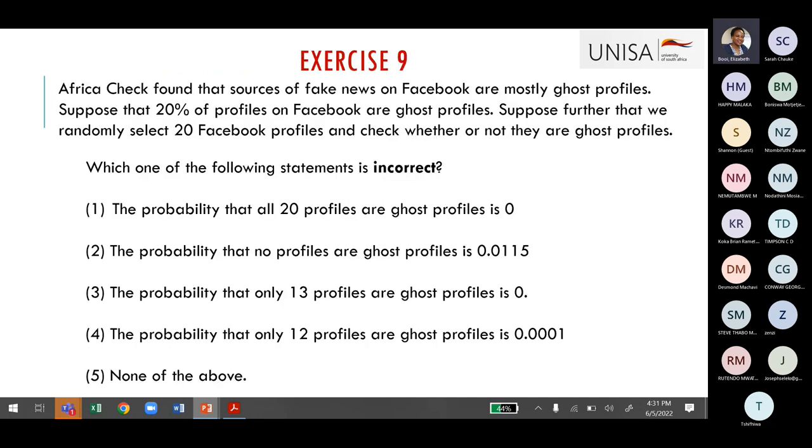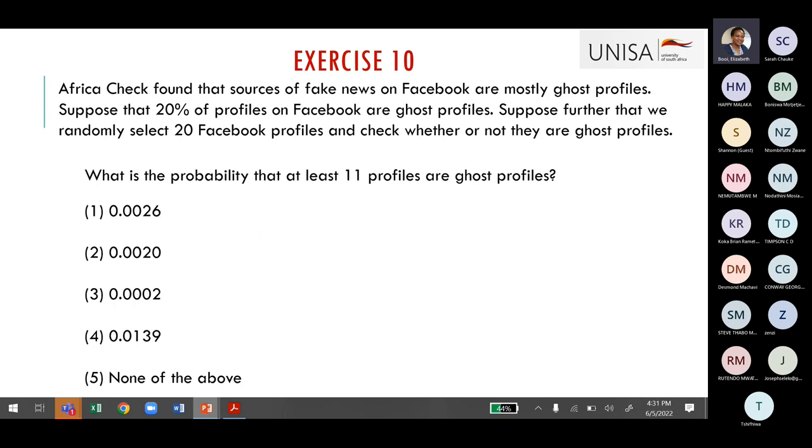And exercise 9 looks also at Africa Check, Facebook Ghost. You just need to calculate the probabilities here as well. Probabilities that at all, which is exactly, and none of the above. You must calculate the probabilities and answer the question. And that will be the last question.